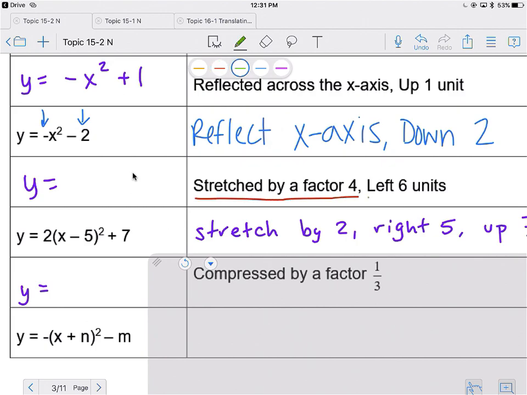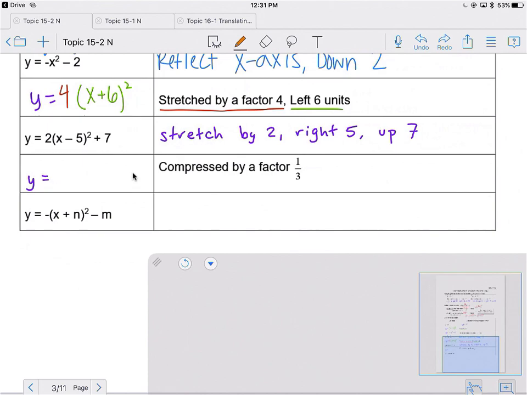For the next one, I'm going to use a little bit of color coding so that you can see what I'm doing. In order to stretch by a factor of 4, stretch, compress, or reflect, all go in the front. And then to go to the left is going to need some parentheses. Normally when we go to the left, it's a negative 6, but this is the opposite, so we do a positive 6 because it's a minus negative 6. And then don't forget the squared up in the top because that is an important piece.